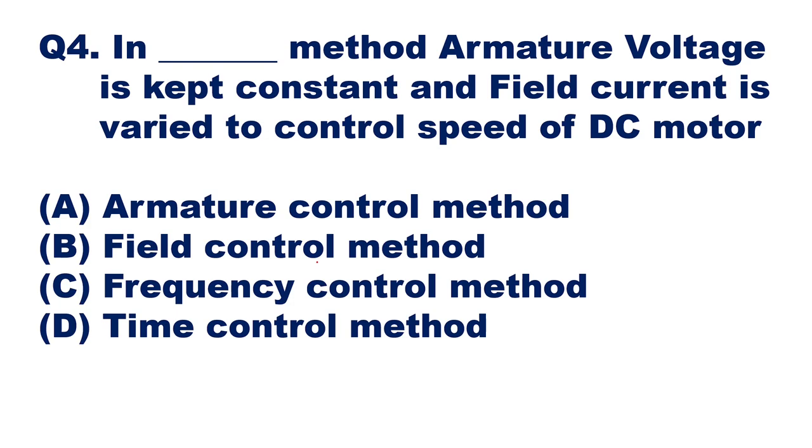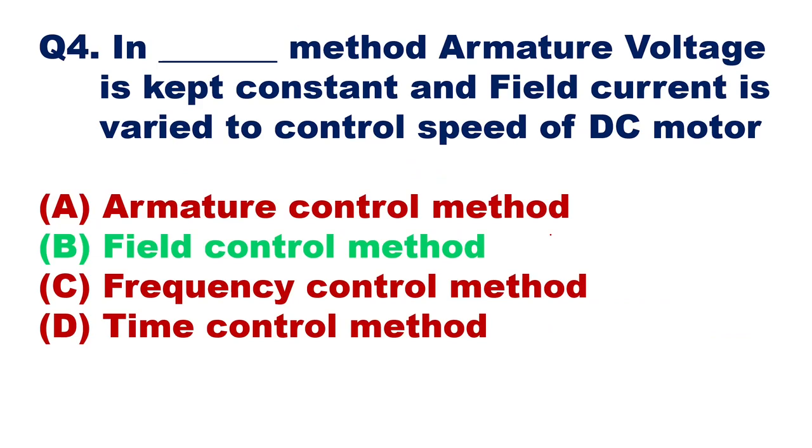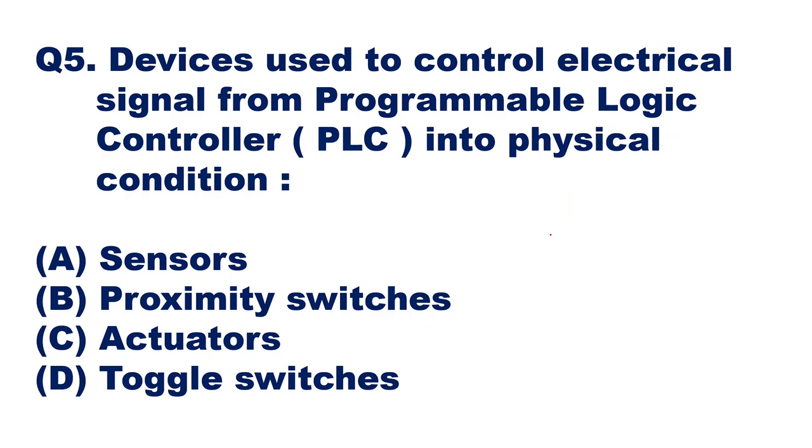So if you want to keep the armature voltage constant and vary the field current, then that method of controlling the speed of a DC motor is called the field control method. So option B will be the right answer here. Now if you see the concept of the field control method, when using it for DC motors, the field is weakened to increase the speed, or it can be strengthened to reduce the motor speed. Speeds above the rated speed can be achieved by providing variable resistance in series with the field circuit, varying the reluctance of the magnetic circuit, or by varying the voltage applied to the field circuit, with constant voltage being supplied to the armature circuit. So for this question, option B will be the right answer. That is, it is the field control method in which we keep the armature voltage constant and vary the field current. Then we'll go to the next question, question number 5.